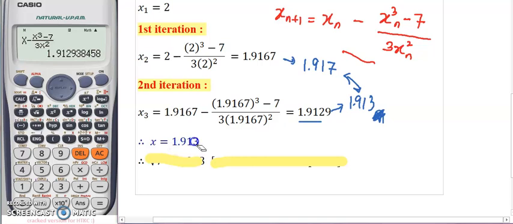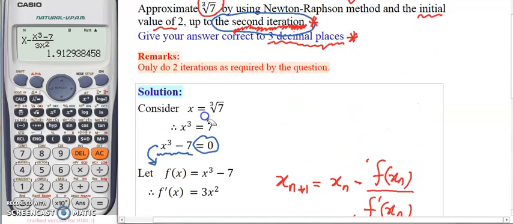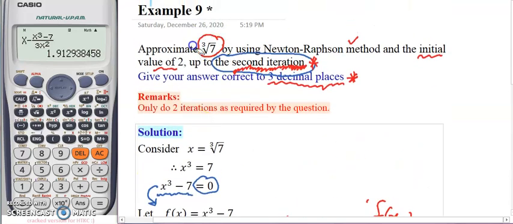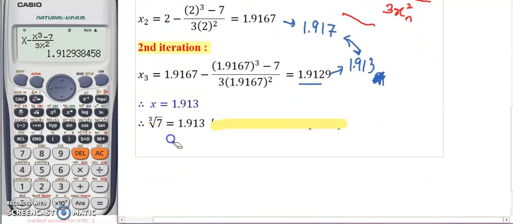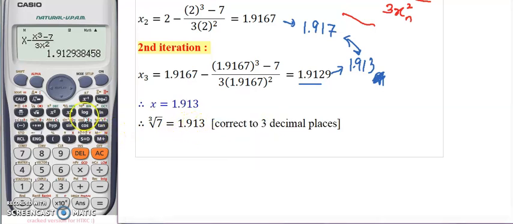Take note, the final answer we want here is not x, but the approximate value of the cube root of 7. Based on the assumption just now, x is equal to the cube root of 7. Therefore, I have the cube root of 7 is equal to 1.913, and this is the answer correct to 3 decimal places. So this is the solution that we can do for this example.